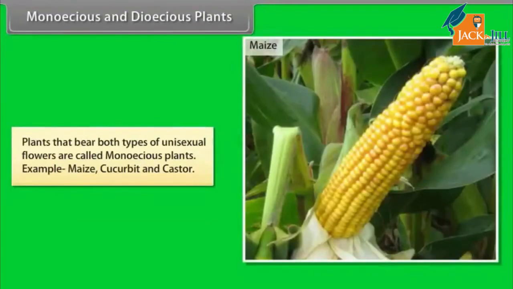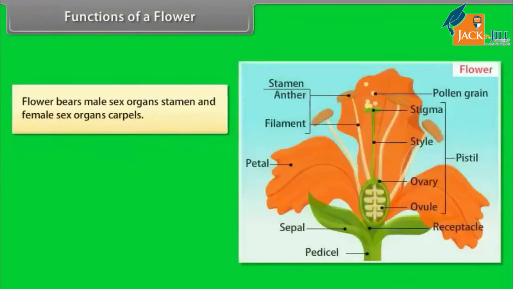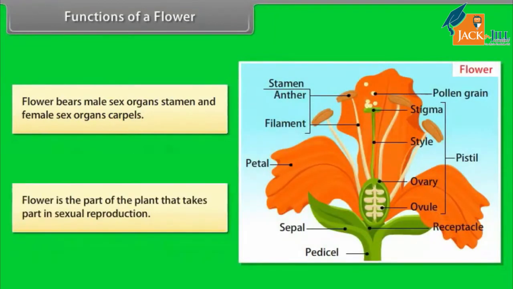Monoecious and dioecious plants. Plants that bear both types of unisexual flowers are called monoecious plants. Example: maize, cucurbit and castor. Plants that bear one type of unisexual flowers are called dioecious plants. Example: date palm, mulberry. Functions of a flower. Flower bears male sex organs, stamens, and female sex organs, carpels. Flower is the part of the plant that takes part in sexual reproduction.